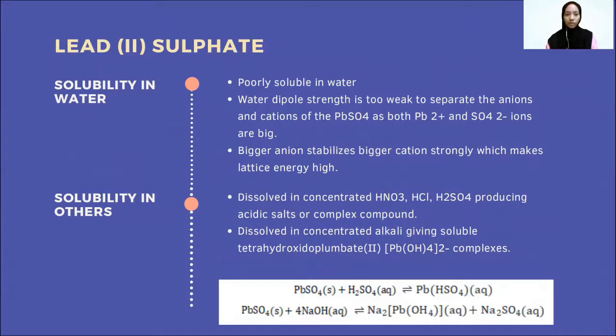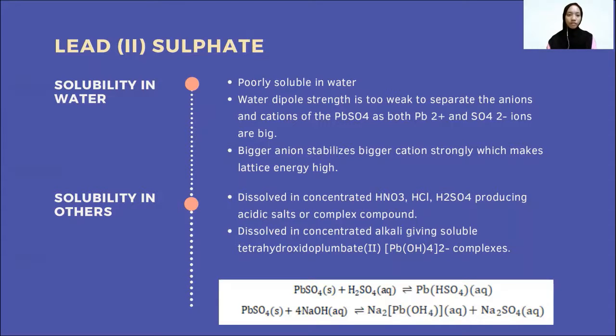Solubility of lead sulfate in water. Lead sulfate is poorly soluble in water. The water dipole strength is too weak to separate the cations and anions of the lead sulfate because lead ions and sulfate ions are big. And the bigger anion will stabilize the bigger cation strongly, which makes the lattice energy high.